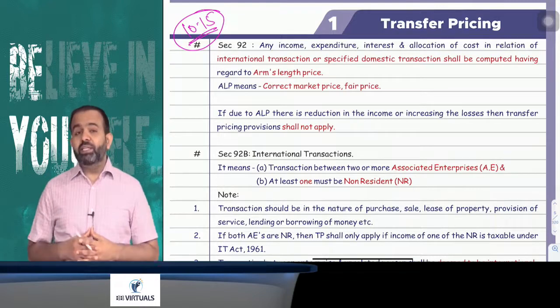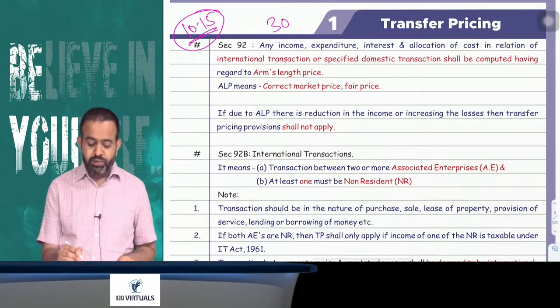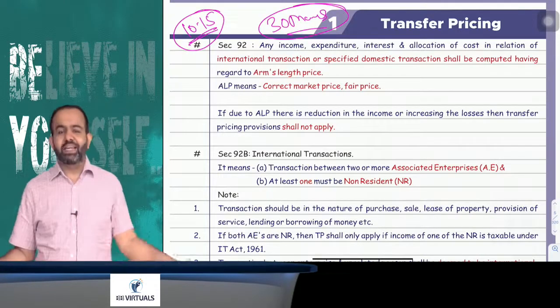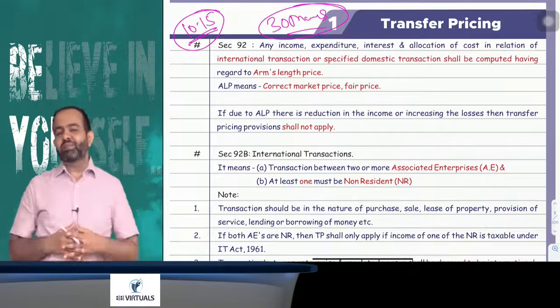And if you have opted for paper number 6C also, that is the elective paper, the weightage is 30 marks. Means this topic will cover 30 marks in the elective paper 6C, that is international taxation. So we are going to start with transfer pricing.